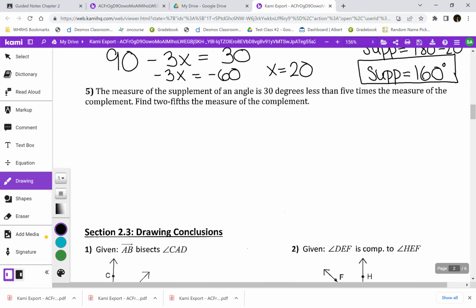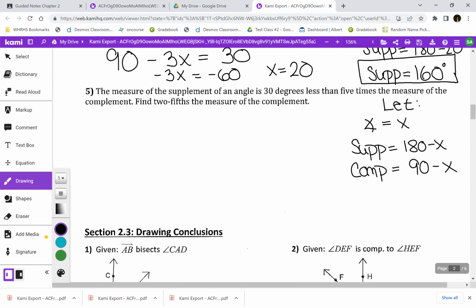All right, the measure of the supplement of an angle is 30 degrees less than 5 times the measure of the complement. Find 2/5 the measure of the complement. Do we all agree this is a let statement? Good. So let's go ahead, write out our let. So let angle equal x. The supplement will be 180 minus x, and the complement will be 90 minus x.